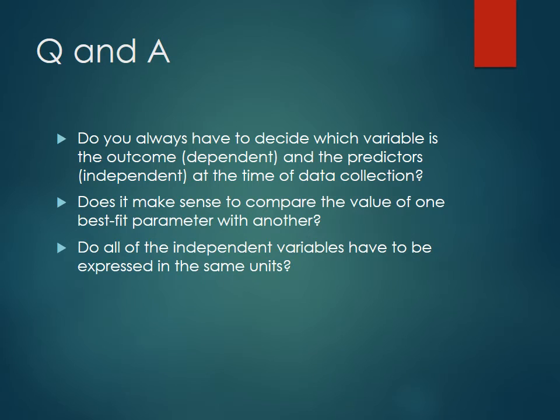Okay. Do you always have to decide which variable is the outcome, the dependent variable, and which is the predictor, the independent variable, at the time of data collection? You normally think so, because you typically want to go into an experiment having as much idea of what you want to be looking at as possible.